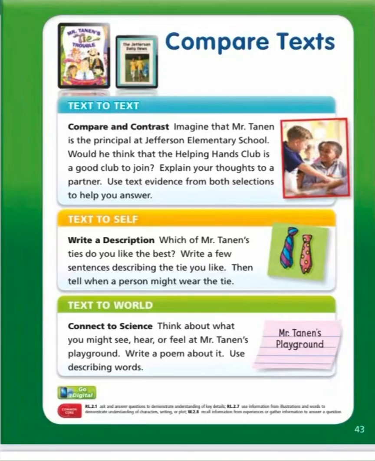Compare texts. Text to text. Compare and contrast. Imagine that Mr. Tennant is the principal at Jefferson Elementary School. Would he think that the Helping Hands Club is a good club to join? Explain your thoughts to a partner. Use text evidence from both selections to help your answer.